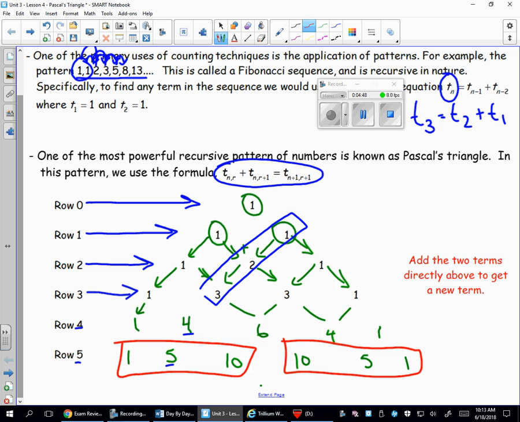We also know we can go forward to get new rows, and we can work backwards to get old rows.